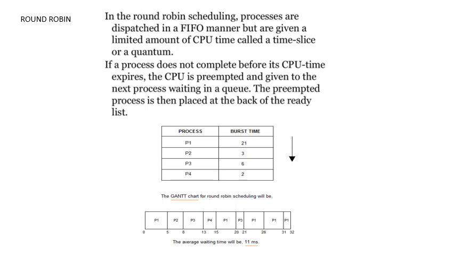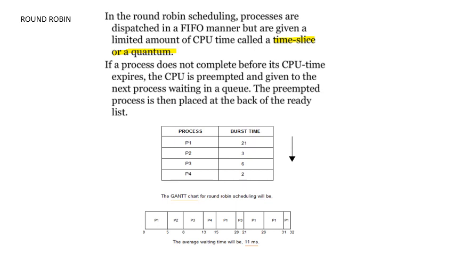The time slice in round robin, or time quantum as you can call it, is very important. If the process does not complete before its CPU time expires, the CPU is preempted and given to the next process which is waiting in the queue. The preempted process is then placed at the back of the ready queue.